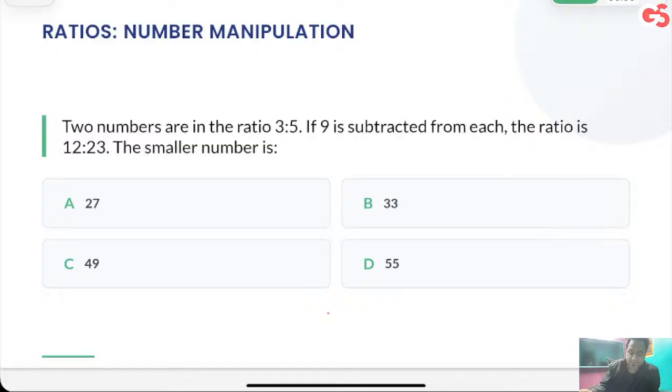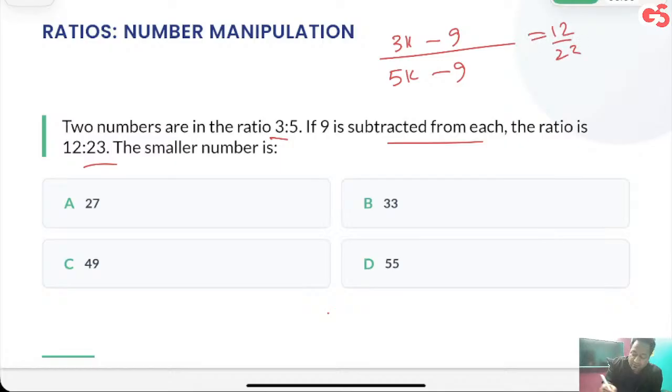Two numbers are in the ratio 3 is to 5. If 9 is subtracted from each, the ratio becomes 12 by 23. So let the numbers be 3K and 5K. पहले में से 9 गया, दूसरे में से 9 गया, तो ये बचा. We need to find the smaller number, so basically we need to find 3K.